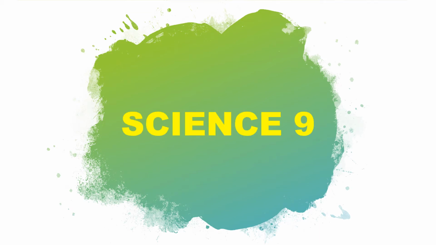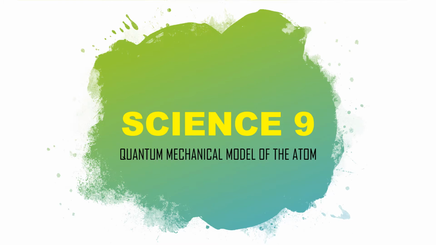Good day, everyone. Today I will be discussing the first topic of Quarter 2 module in science, the quantum mechanical model of the atom. The idea of the electrons to move about in an atom in specific energy levels was suggested by Niels Bohr.